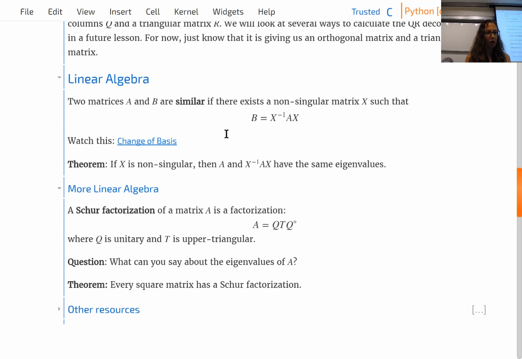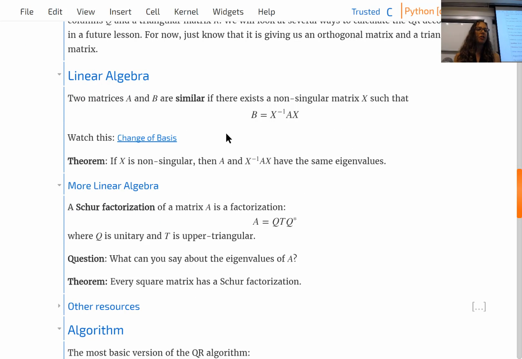So a little bit of linear algebra review. Two matrices, A and B, are similar if there's a non-singular matrix X such that B equals X inverse A X. Does anyone remember what non-singular means? It has full rank, and that's equivalent to saying it has an inverse.